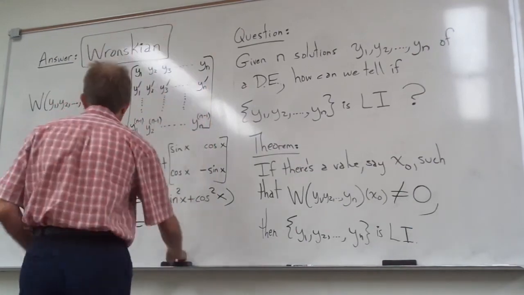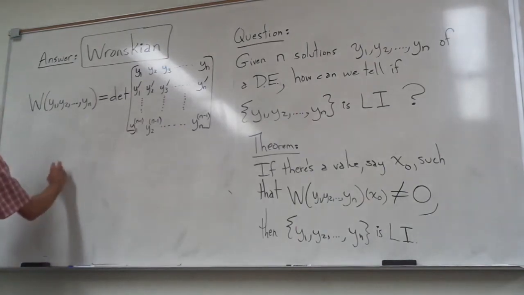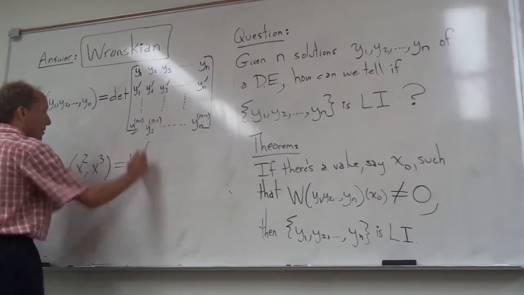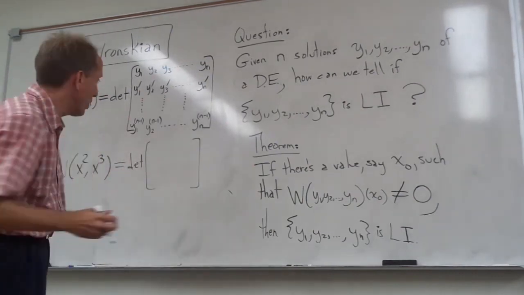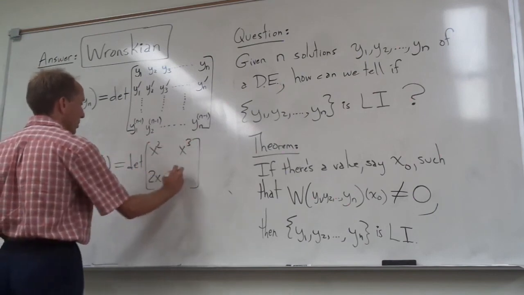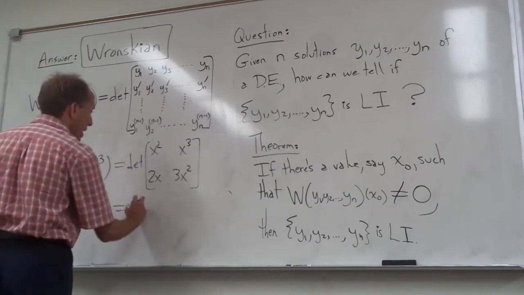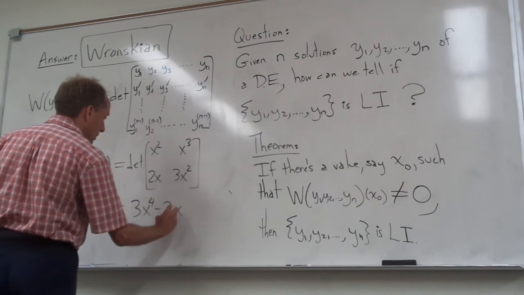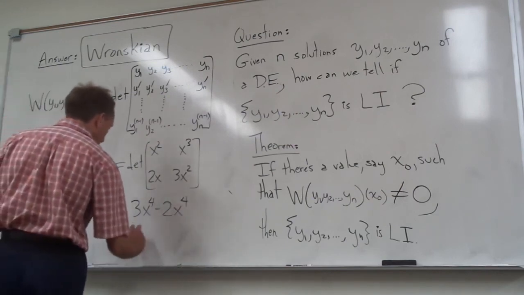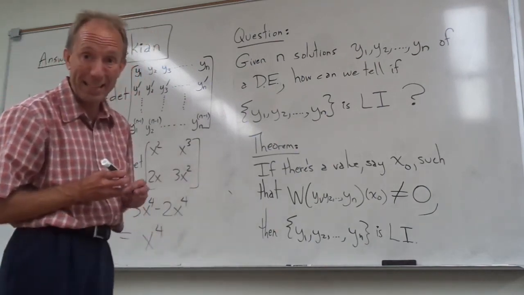So if I wanted to, here's one more quick example. I could do the Wronskian of x squared with x cubed, and test these to see if they're linearly independent or not. So this would be x squared and x cubed, and then this would be 2x, and this would be 3x squared. Take the derivatives, and now you have a square matrix. When you use the AD minus BC method here, 3x to the fourth minus 2x to the fourth, well, that would just be x to the fourth, right? So here's an example where the Wronskian has x's in it.